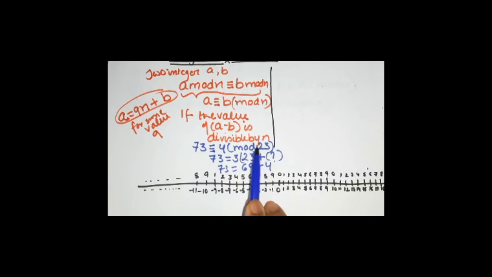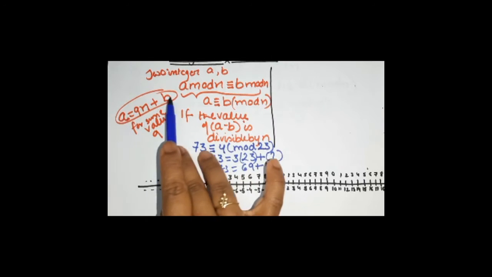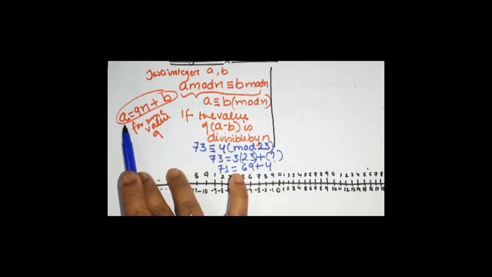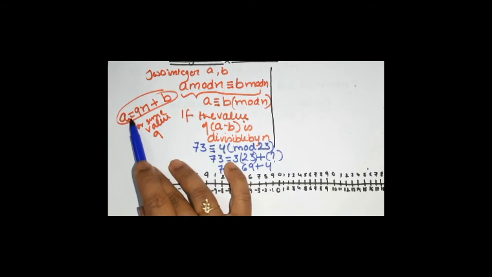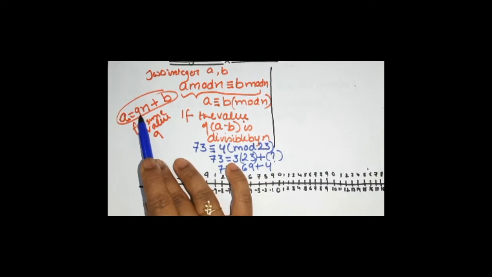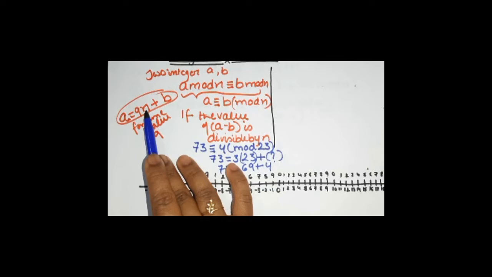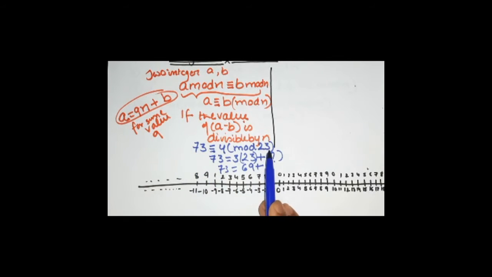You can also write this like this. Remember, what did I say? You can write your congruency like A is equal to some value n times q plus b. N is what here? In my case, n is 23. So I have written 73, that is my A, equal to some value times n plus b. Here it should be b, right?